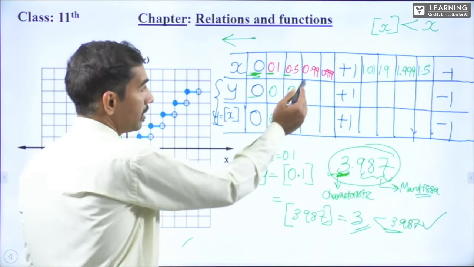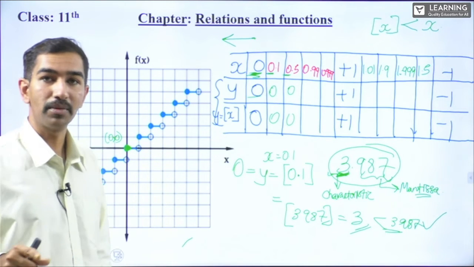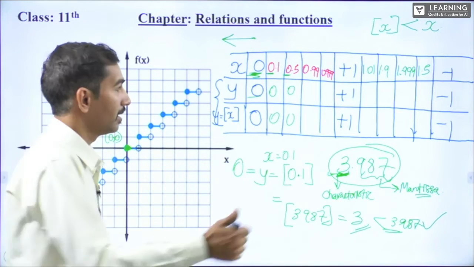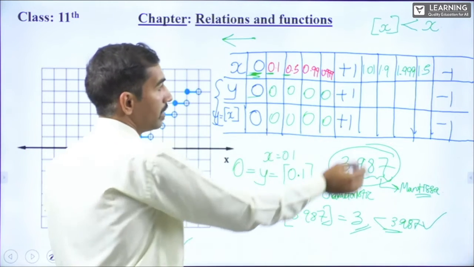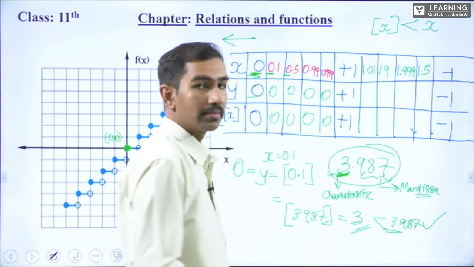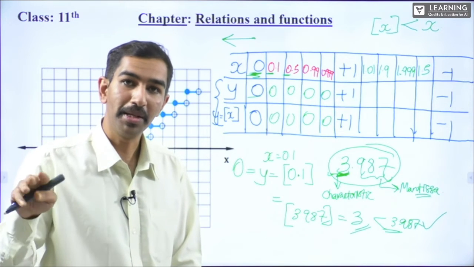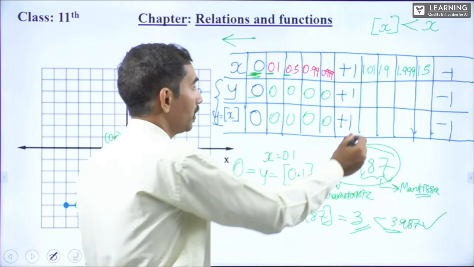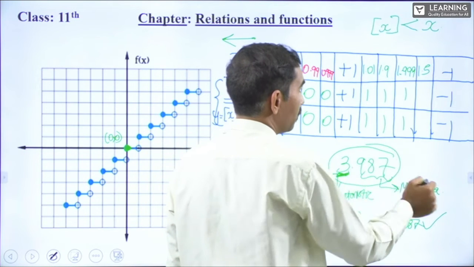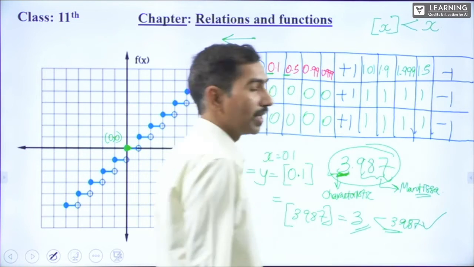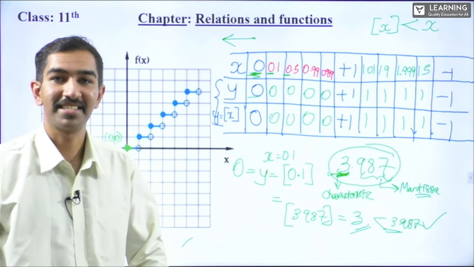Next you see 0.99, very, very close to 1. Is the answer 1? No. It should be lesser, right? So it will be 0 here as well. 1.01. x is 1.01. Greatest integer function of x should be lesser than x, right? So that should be equal to how much? 1. 1.9, 1. 1.999, 1. 1.5, 1. Are you understanding this? Yes.